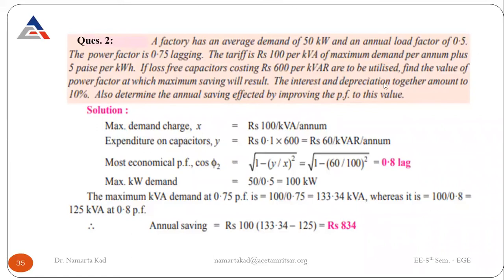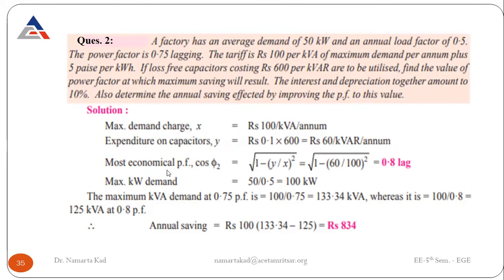The interest and depreciation together amount to 10%. Also determine the annual saving effected by improving the power factor to this value. Now, as X, that is the maximum demand, it is given rupees 100 per kVA per annum, and expenditure on capacitors is given here like 0.1 multiplied by 600. It is given 600 per kVAR, but with the interest and depreciation rate of 10%. So that's why 600 multiplied by 10%, that is 0.1. So it comes out to be rupees 60 per kVAR per annum.